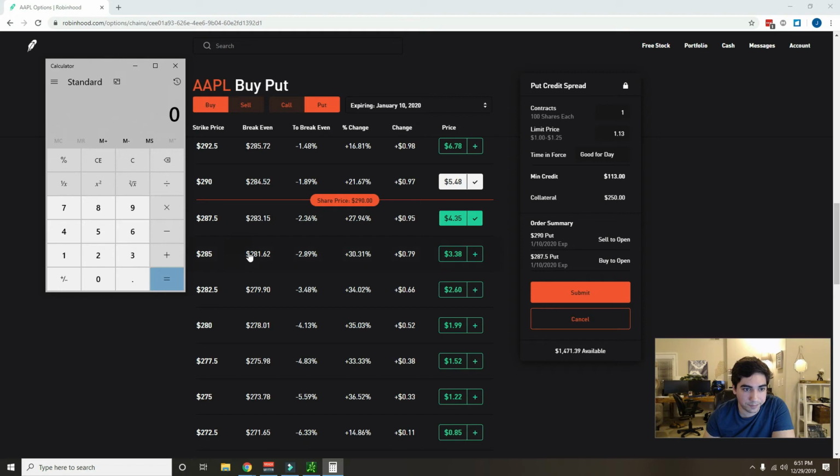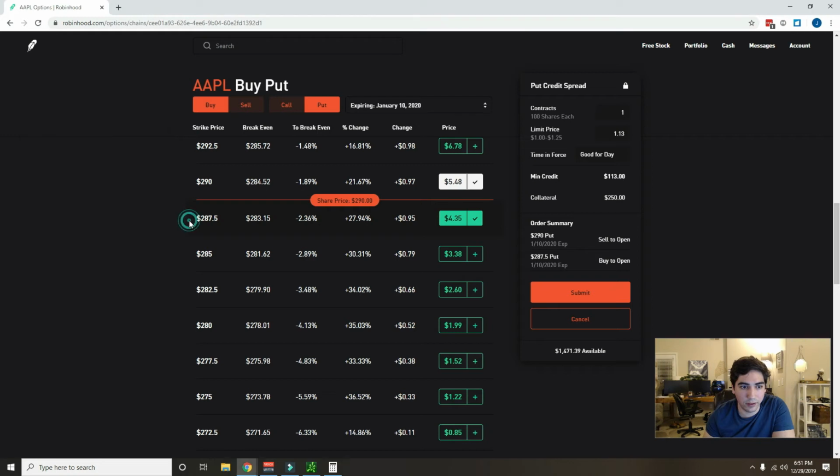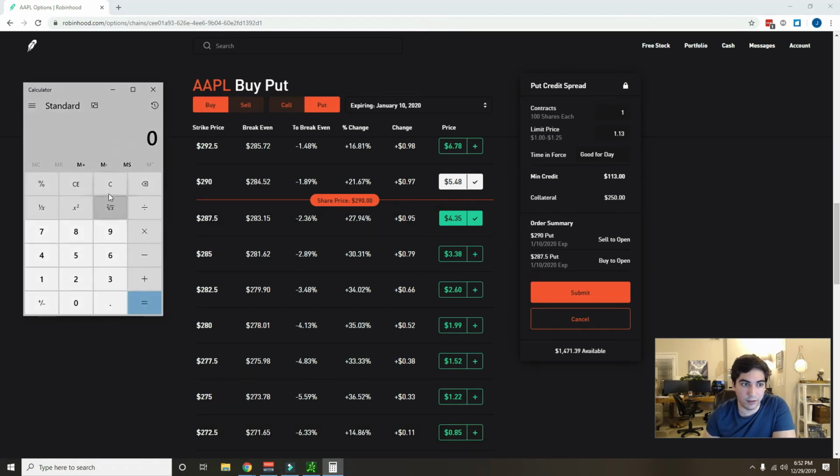The risk is the length of the spread, the difference between these two numbers, 290 versus 287.50, which is $2.50. The spread difference, because if you go 287.50 plus $2.50, that equals 290. So $2.50 is the spread.